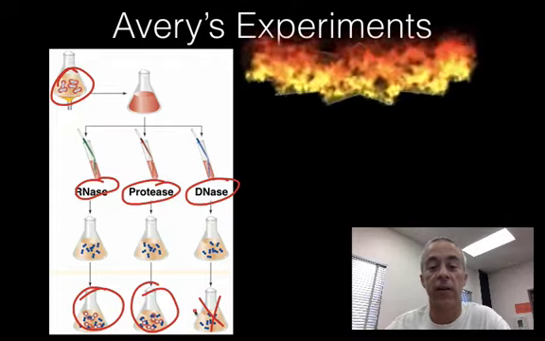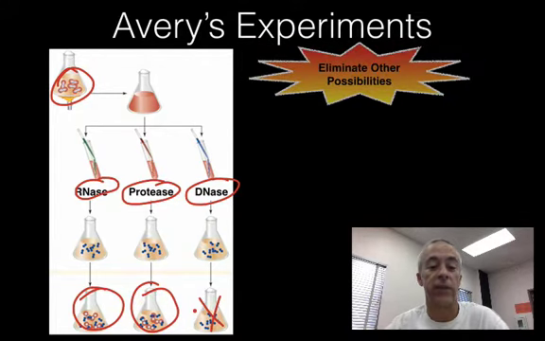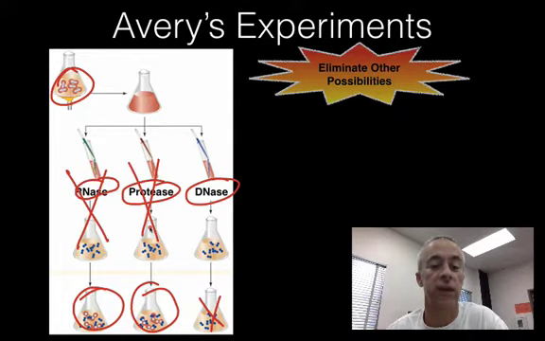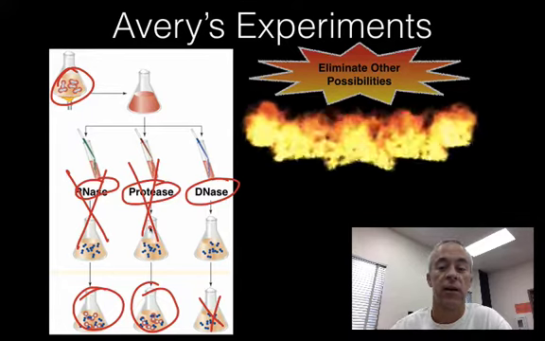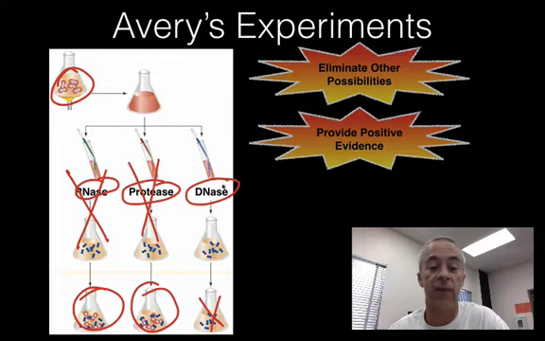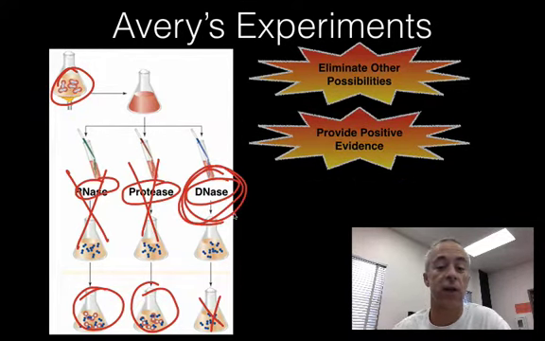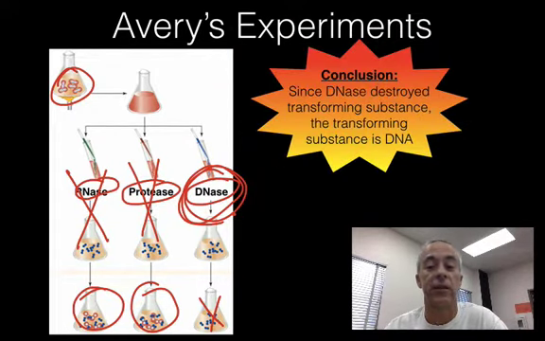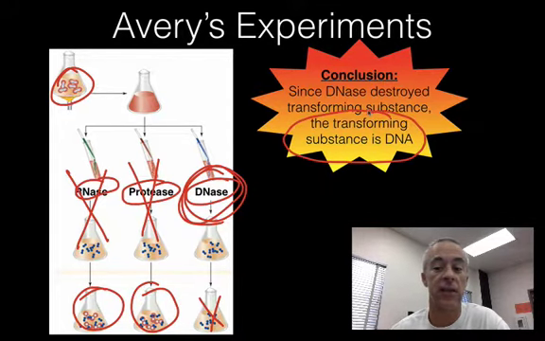So, what did they learn? They learned that they could eliminate these possibilities of RNA and protein because when they removed those, the transformation still occurred. They gained positive evidence that it was DNA that was causing that transformation. So ultimately, they came to the conclusion that the transforming substance is DNA.